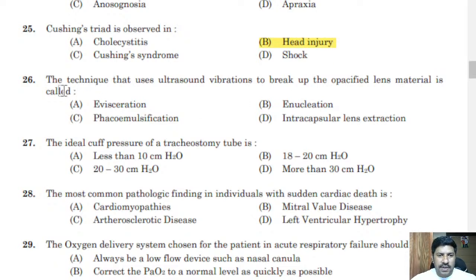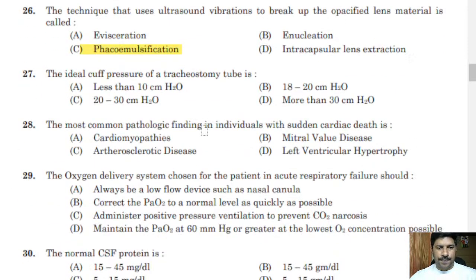Then 26th question, the technique that uses ultrasound vibrations to break up the opacified lens material is called? Correct answer is phacoemulsification. For cataract surgery, the newer method, phacoemulsification, will use ultrasound vibration to break up the opacified lens, and they will implant a new lens. So that is phacoemulsification surgery for cataract.